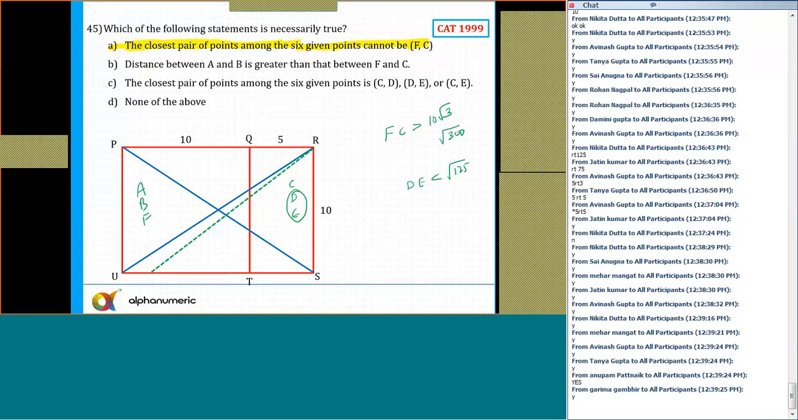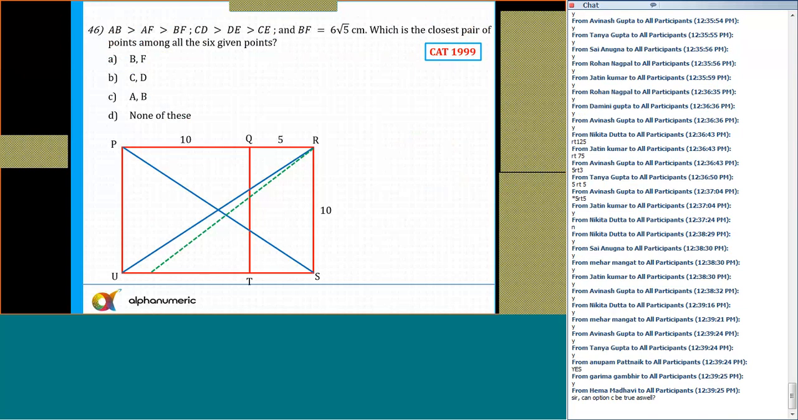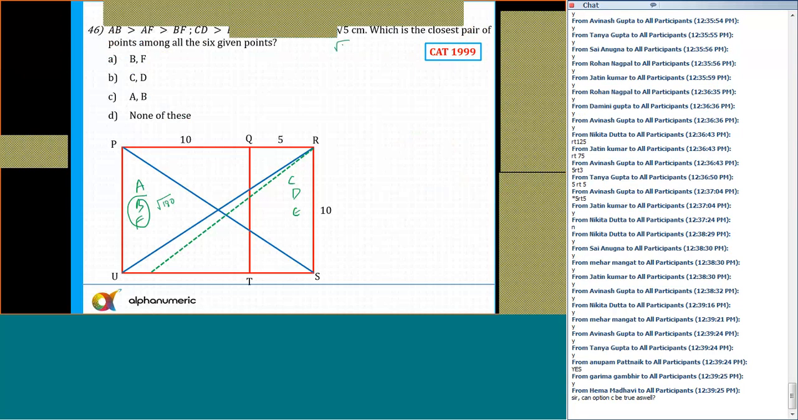Now, here it says AB, AF, BF. So if this is the points A, B, and F, and this is C, D, and E. It says the distance B to F is equal to 6 root 5. 6 root 5 is equal to what? Root of 180. Yes or no? The distance between B and F is equal to root 180. Which is the closest pair of points among the 6 given points?